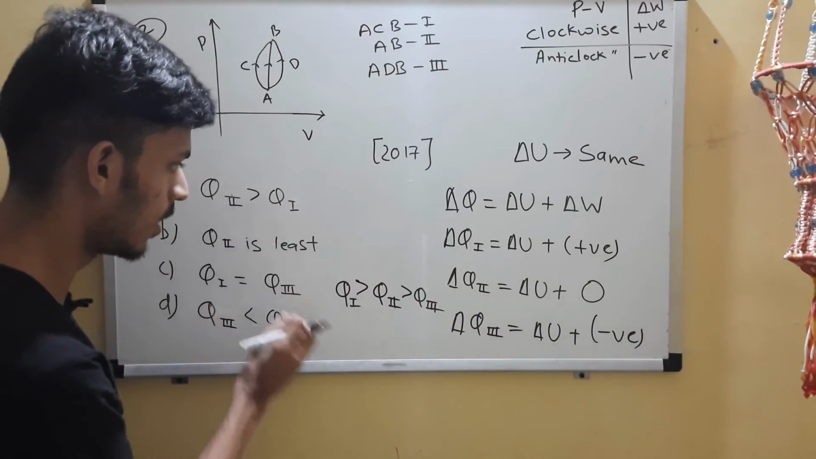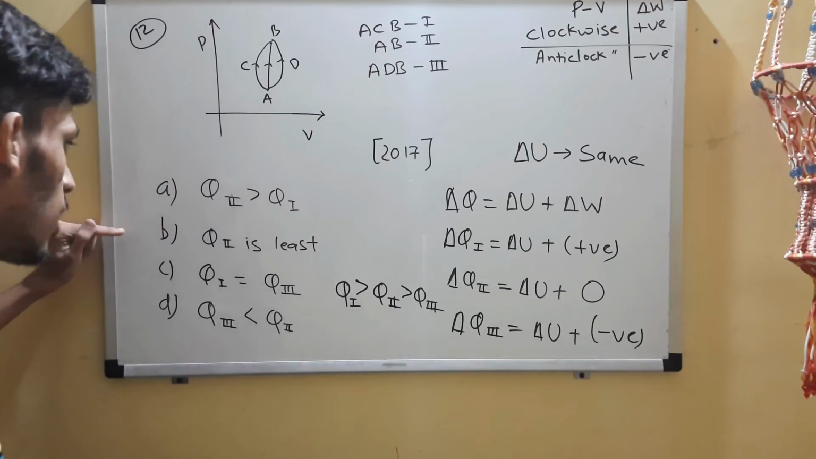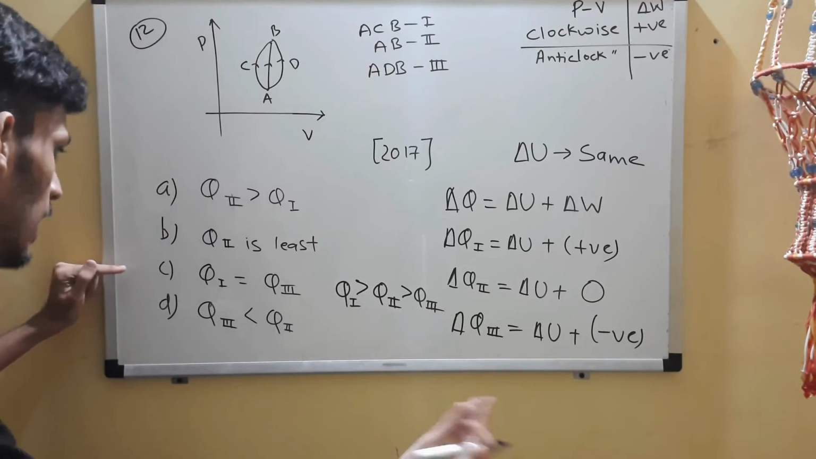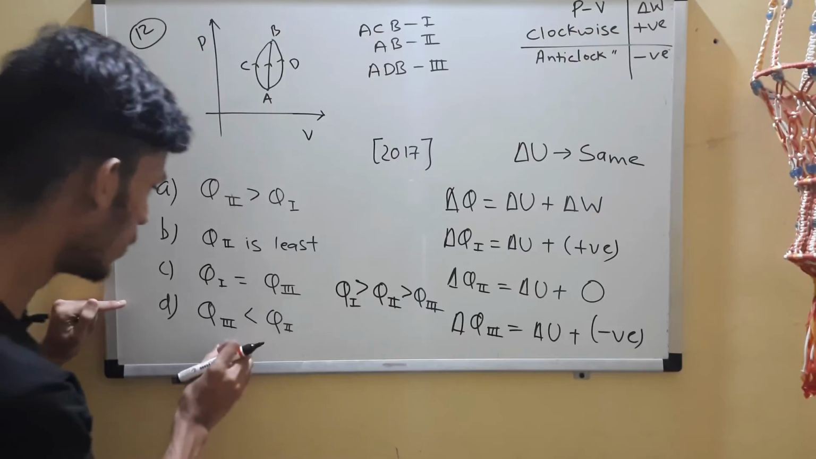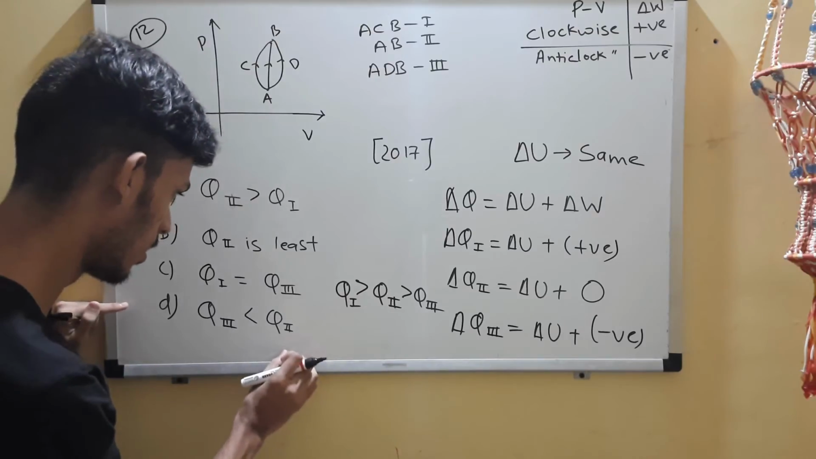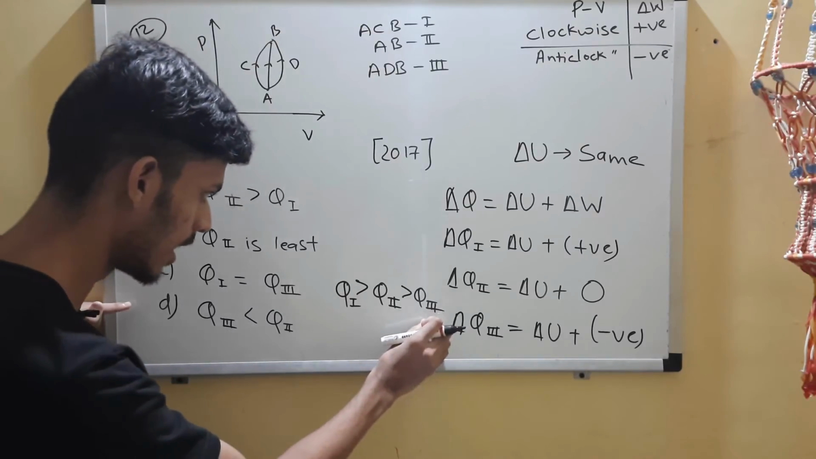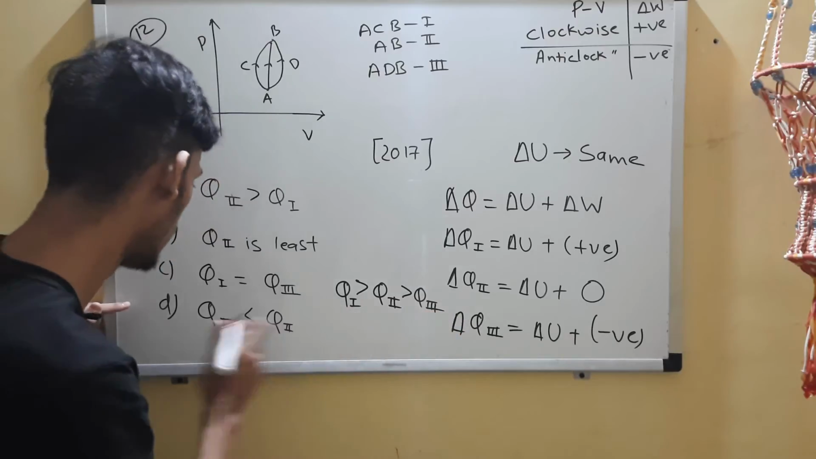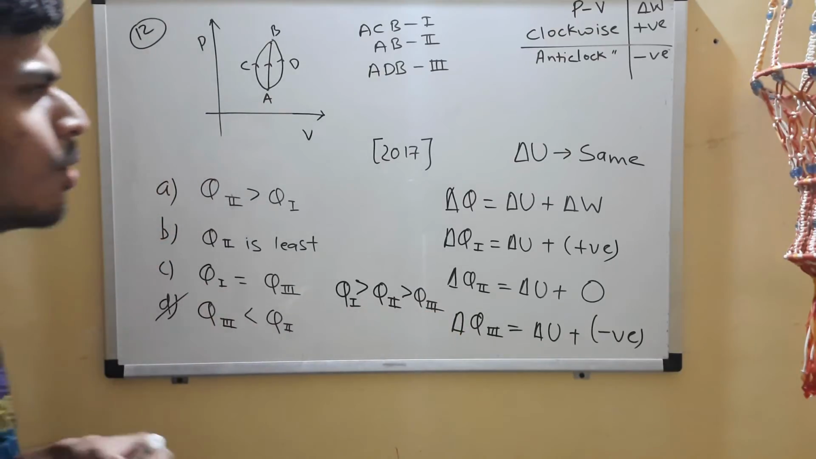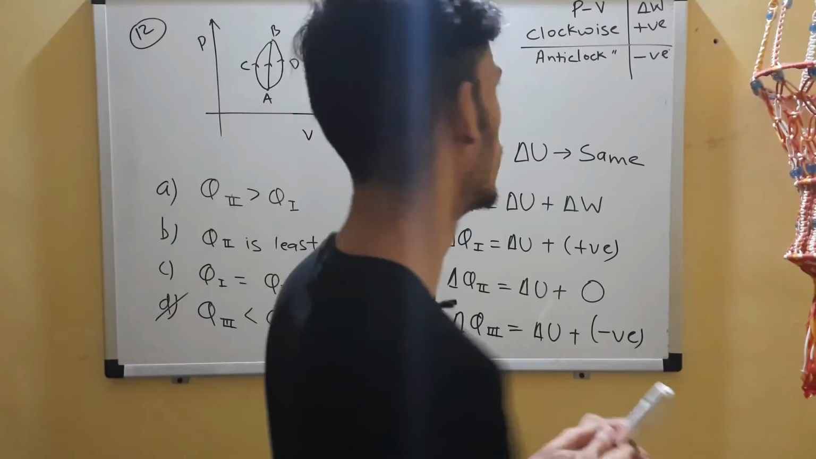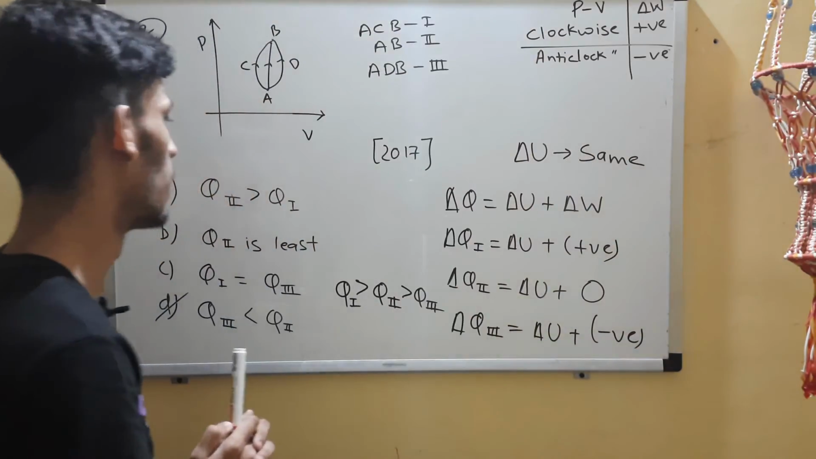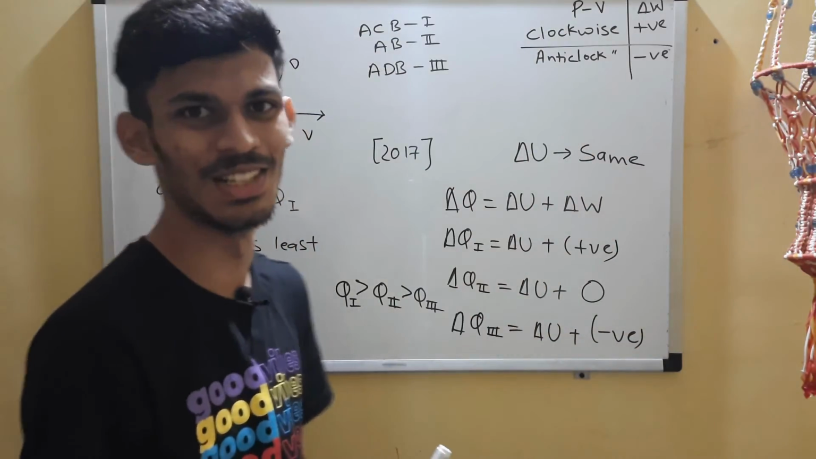Q2 greater than Q1? No. Here Q2 is the least? No. Q3 is the least, none of them are equal. Q3 is less than Q2, right? Option D is the correct choice. I hope the approach is clear. The only catch point was over here. Okay, let's move to the next question now.